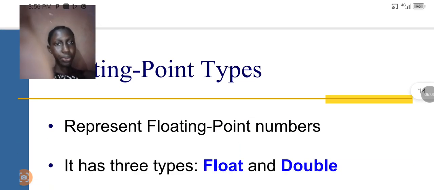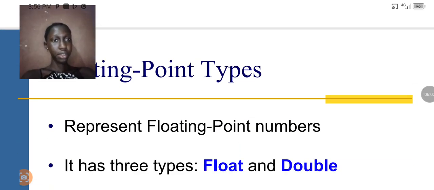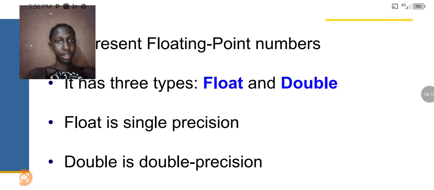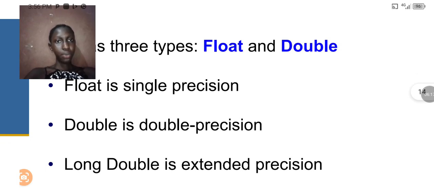Now, the floating point type represents floating point numbers. That's decimal numbers. It has three types. Actually, it's the float and double, and it has a long. Now, the float is just a single precision.